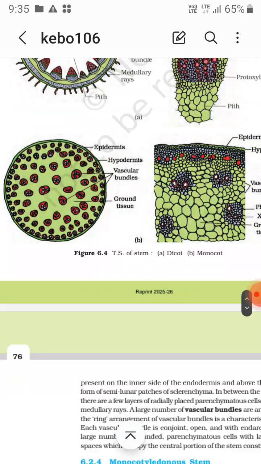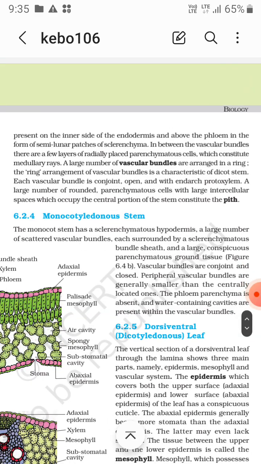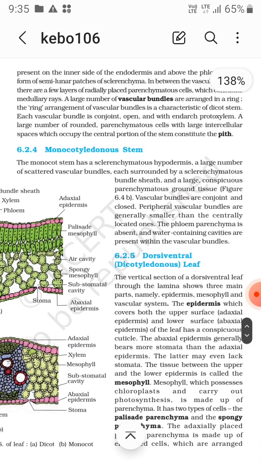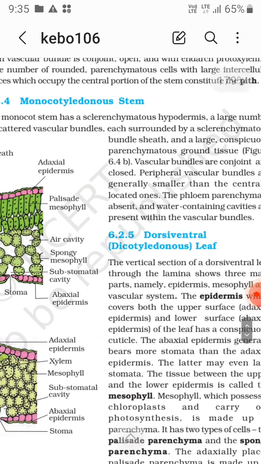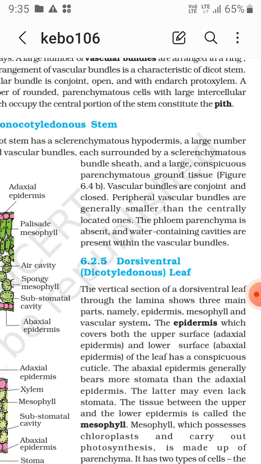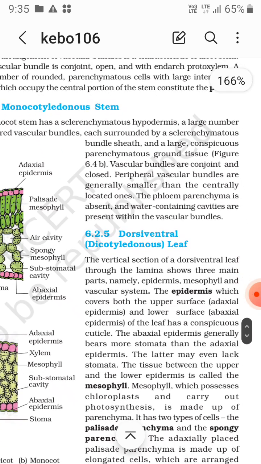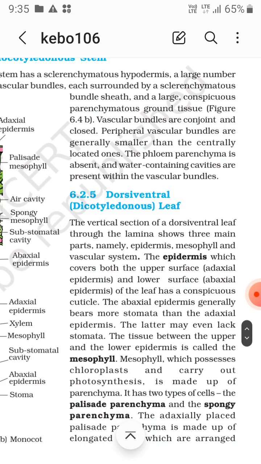Now we are going to study the monocot stem. The monocot stem has a sclerenchymatous hypodermis, a large number of scattered vascular bundles, each surrounded by a sclerenchymatous bundle sheath, and a large conspicuous parenchymatous ground tissue.